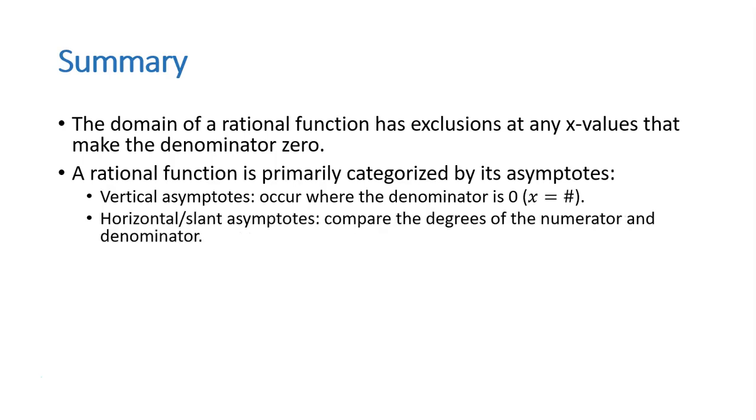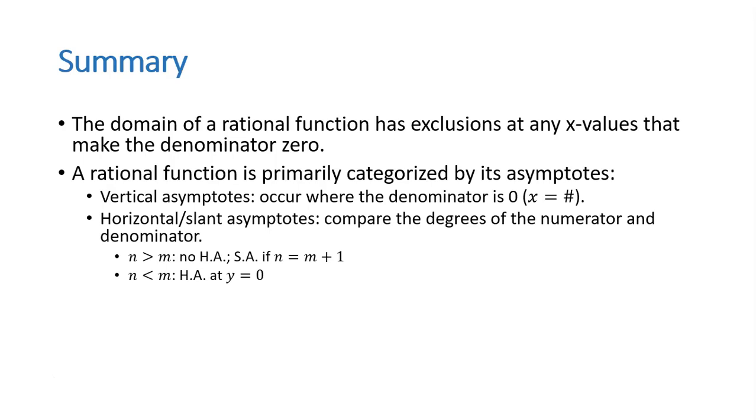We can also have horizontal or slanted asymptotes, and we find these by comparing the degree of the numerator and the degree of the denominator. In other words, the highest exponent on top and the highest exponent on the bottom. So if n is greater than m, we have no horizontal asymptote. But if we're in the special case where the numerator's degree is exactly one more than the denominator's degree, we have a slanted asymptote, and we determine it by treating our function as a division problem and dividing and keeping our quotient.